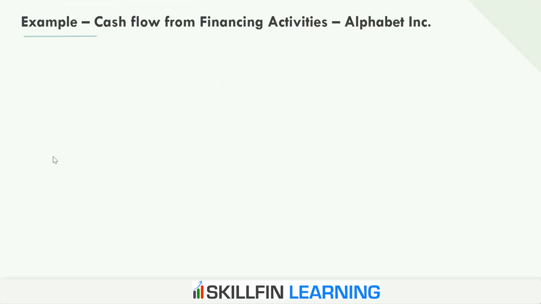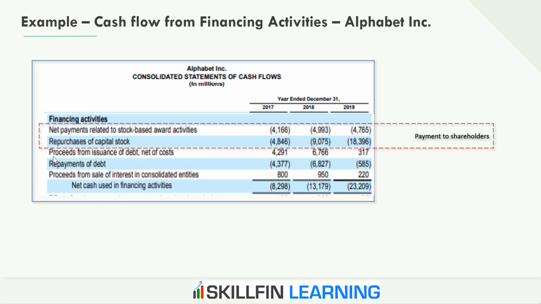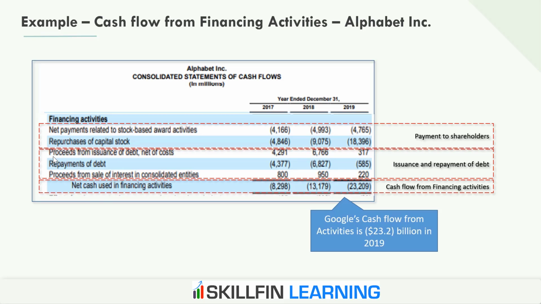Moving to the cash flow from financing activities, this is how it looks. We have the payment made to the shareholders in the form of stock-based awards and repurchase of capital stock, repurchase of shares. Then we have issuance and repayment of debt to the lenders, and cash flow from financing activity is the sum of the two. So in 2019, Google's cash flow from financing activities is $23.2 billion.